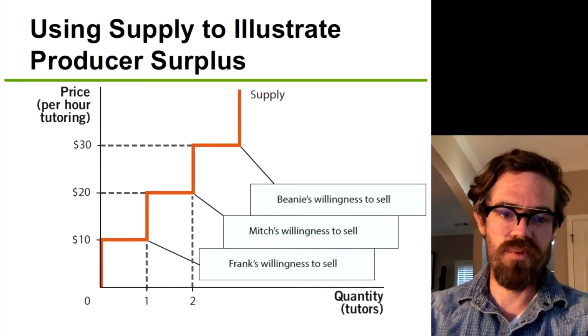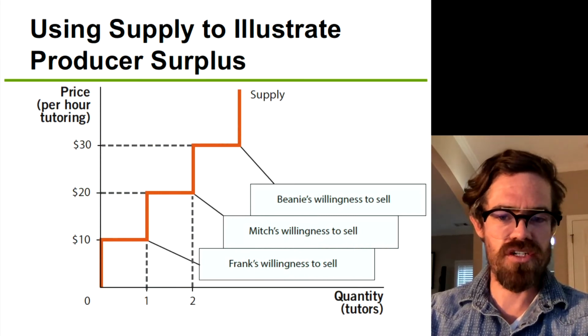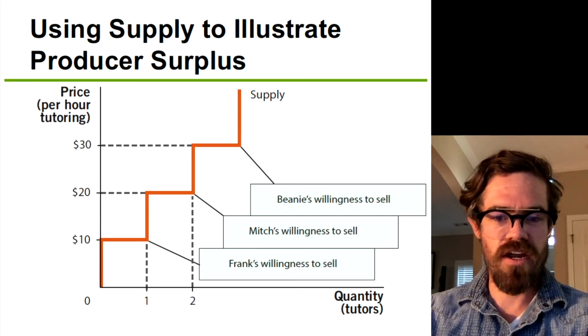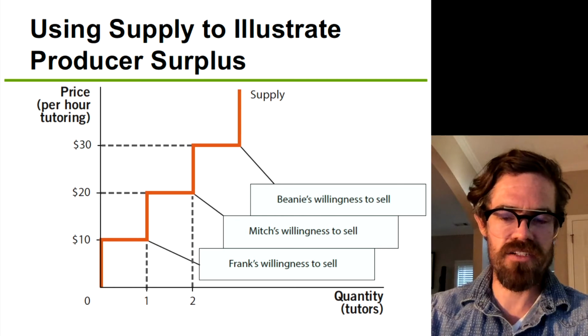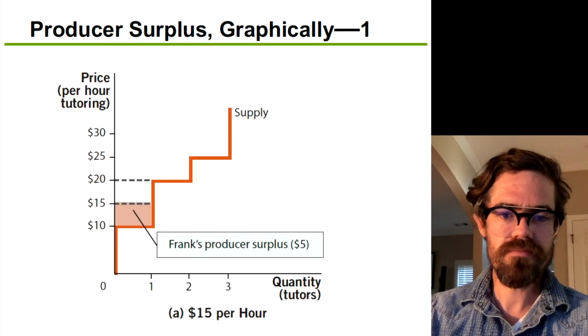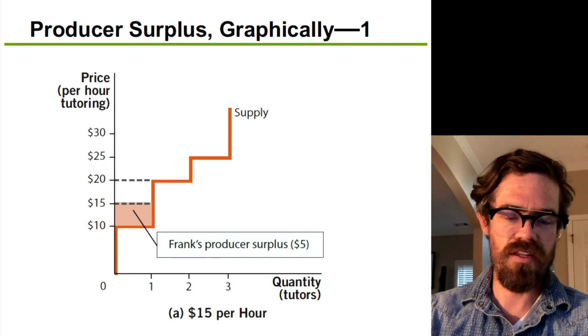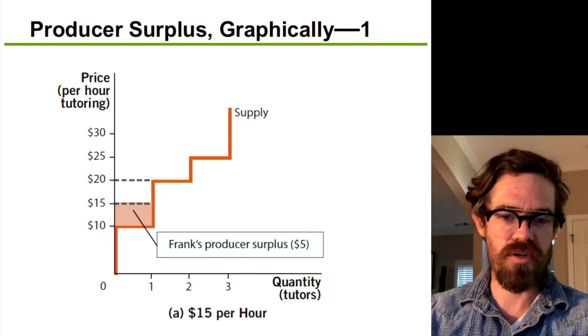And likewise, we can visualize this graphically. Again, it's a stepwise function. Looks like a staircase. And there you go. You've got Frank at the lowest willingness to sell, Mitch at the middle willingness to sell, and Beanie at the highest willingness to sell. All right. So if the price were $15 per hour, Frank would be the only one tutoring. And he would earn in excess of $5 per hour. So that's his producer surplus per hour, $5.